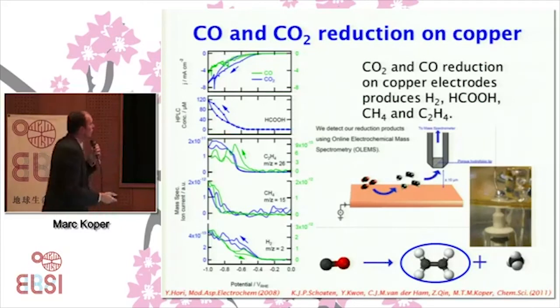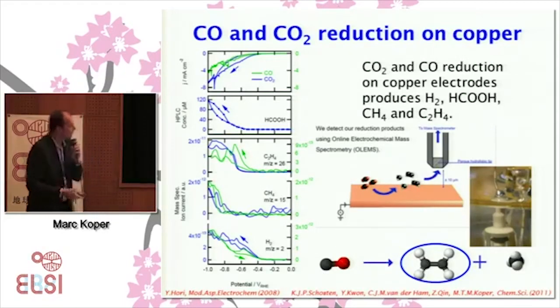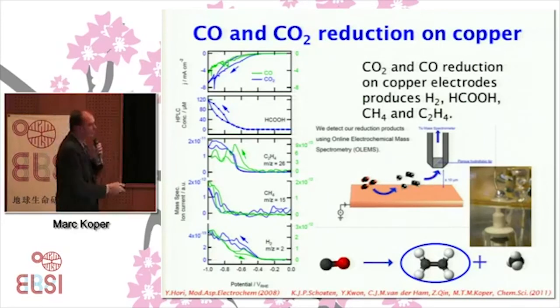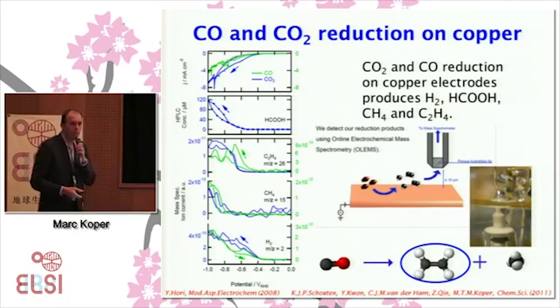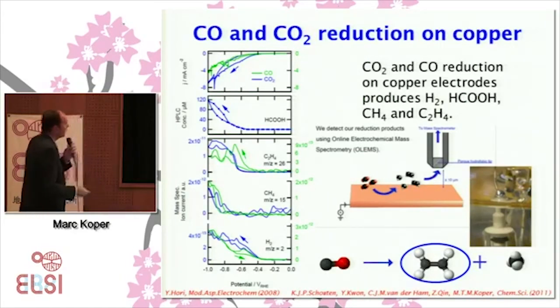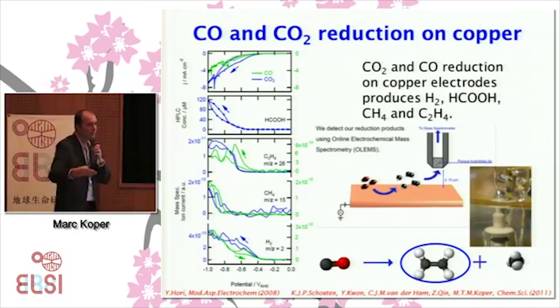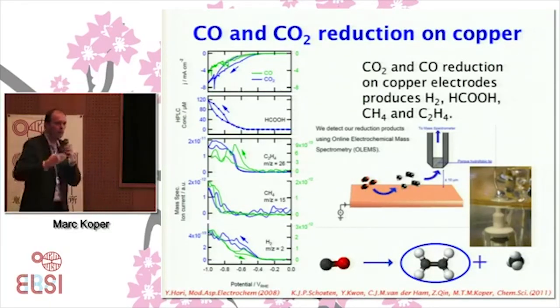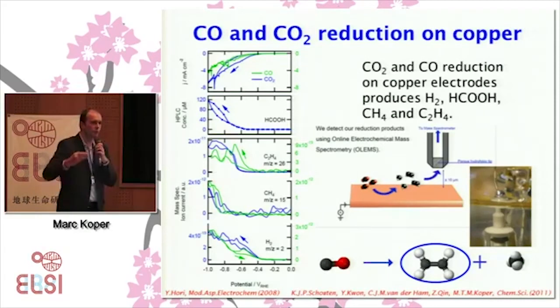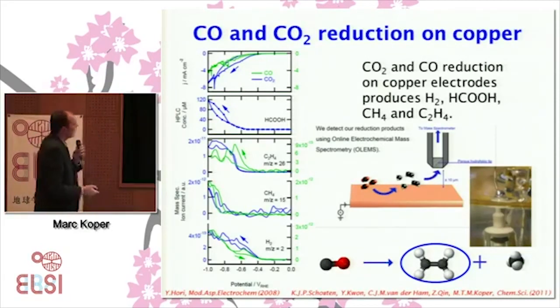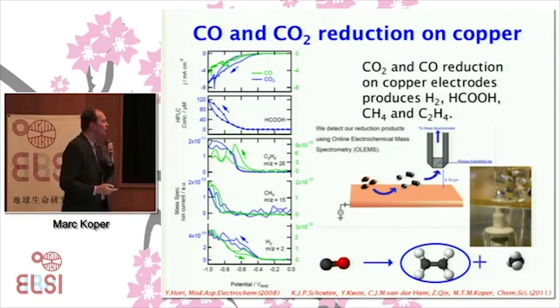reduced further on copper. But what you can also see is that both from CO2 and CO, we make methane and we make ethylene. And you can see that these profiles that we measure in the mass spectrometer look very, very similar, suggesting that CO is an intermediate in the CO2 reduction. So we go from CO2 to CO, and then we reduce the CO further to methane and ethylene. And especially the formation of ethylene is intriguing. So how is this carbon-carbon bond made?